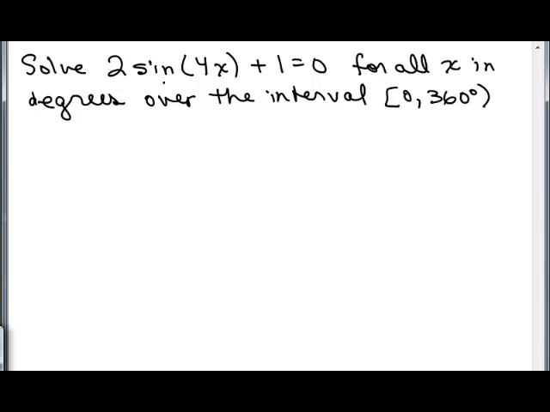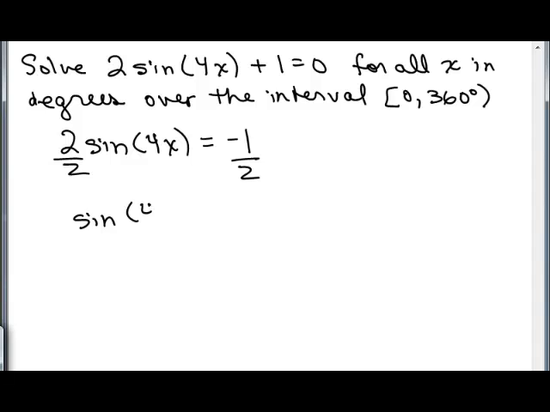We're going to solve 2 sine of 4x plus 1 equals 0 for all x in degrees over the interval 0 to 360 degrees. Alright, so let's take the equation again: 2 sine of 4x plus 1 equals 0. How about if I just add negative 1 to both sides? Because we're going to try to get the sine by itself and then divide both sides by 2. So the sine of 4x equals negative 1/2.